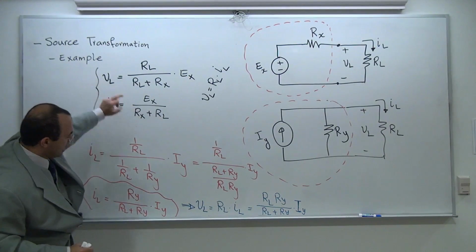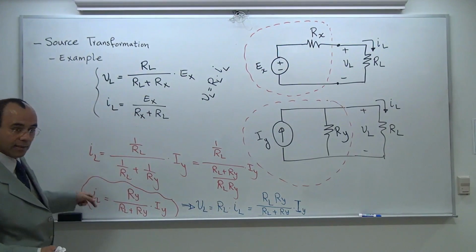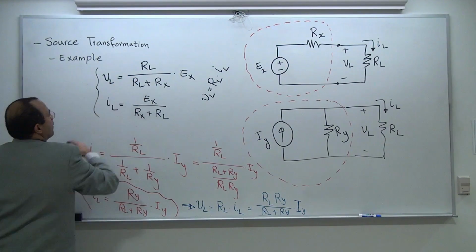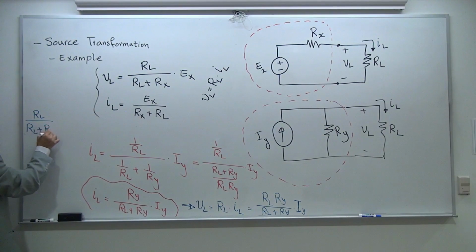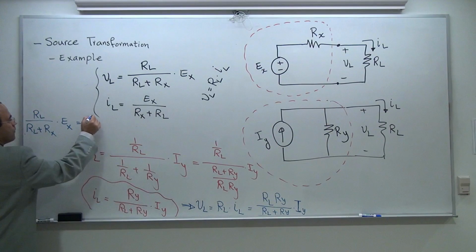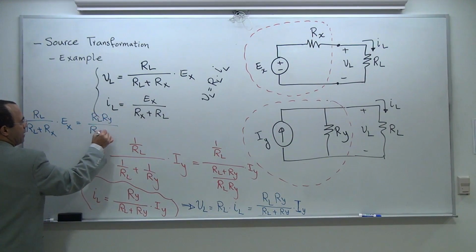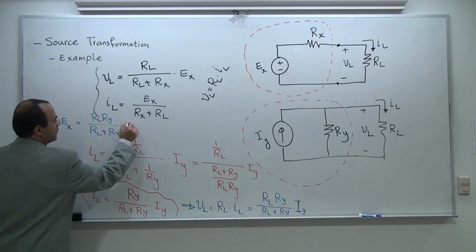I want this VL to be the same as this VL, or I want this IL to be the same as this IL. Let's see what the conditions are. So let's put them together. This one, let me use a different color. It's going to be RL divided by RL plus RX times EX is equal to RL RY divided by RL plus RY times IY.